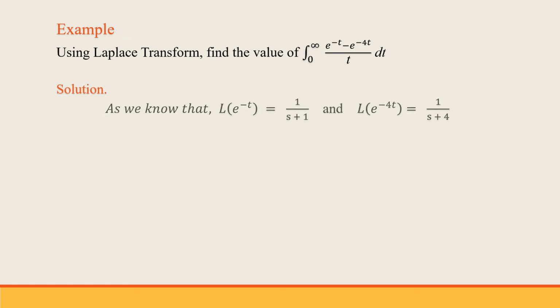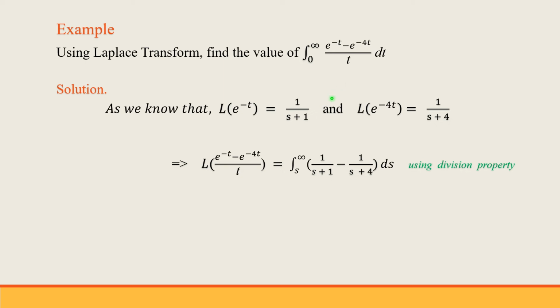As we know, the Laplace transform of e^(-t) is 1 by s plus 1, and the Laplace transform of e^(-4t) is 1 by s plus 4. So, what will be the Laplace transform of (e^(-t) minus e^(-4t)) by t? It will be the integral from s to infinity of (1 by s plus 1 minus 1 by s plus 4) ds, by using the division property of Laplace transform.